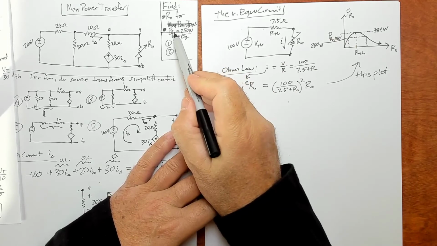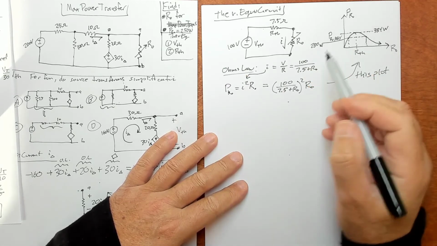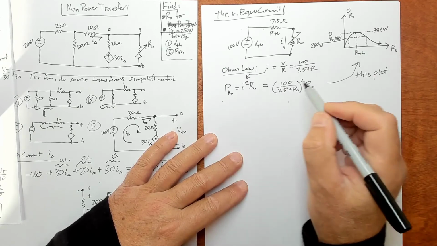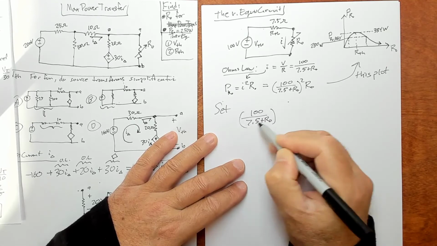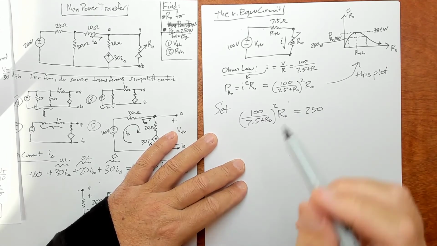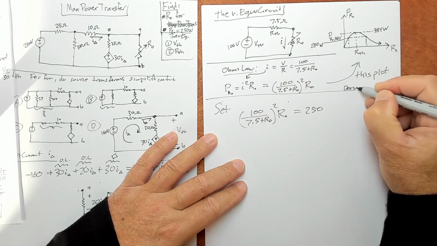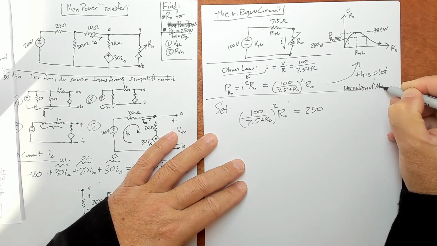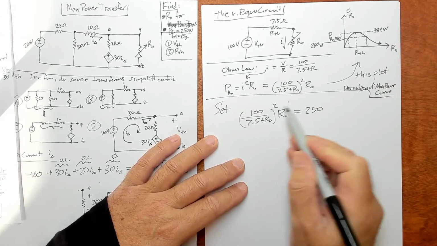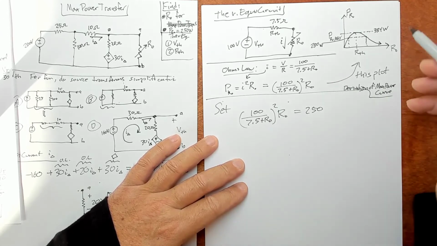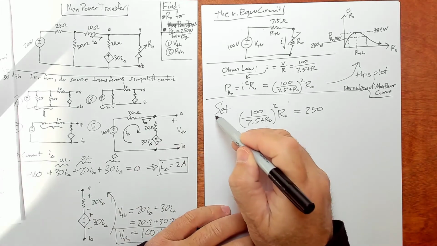So the question is asking what R0 value will give you this 250 watts. What we're going to do is set the expression for the power in R0 equal to 250 watts and solve that. This is basically the derivation of the max power curve, which is in the text. This is the equation we need to solve, because it's the equation for power as a function of load resistor.